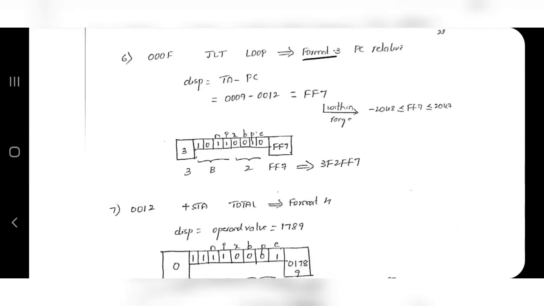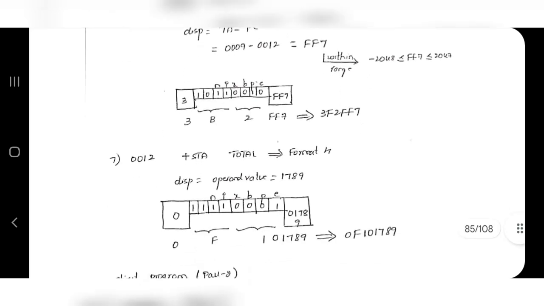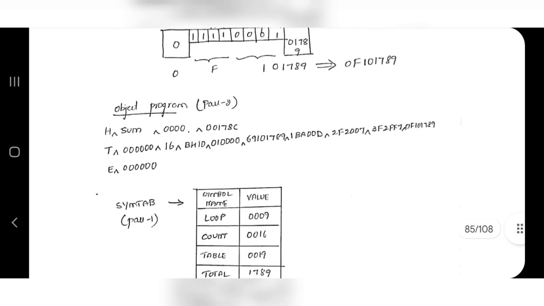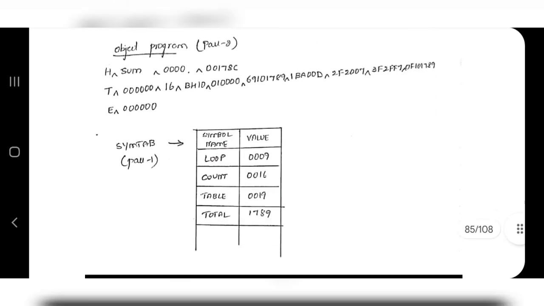And if it's format 3, by default it's PC relative, so we'll always calculate the PC relative value. What is the loop value? It is 12, and the JLT value is 9, so we'll subtract it and find out the answer. If it's within the range, we'll write it here, else we'll find out the base relative, right? The object code is also the same as how we have written for the previous one, the H, E and T text values for each, and this is the text length and starting address, same as we have done for the previous one.